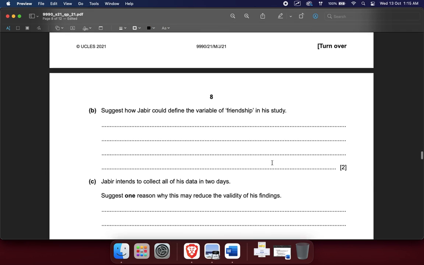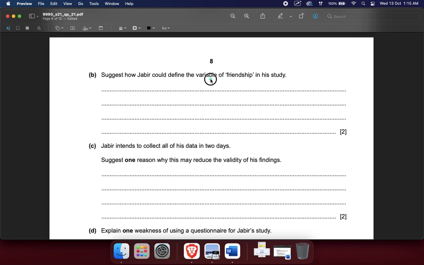Okay, next one. Suggest how Jabir could define the variable of friendship. So this is an operational definition we're looking for. Something that is clear, precise, concise, can measure. That's what we always want from an operational definition, right? So how can we measure something objectively, or as objectively as possible, right? So we have to have some kind of a system for operational definitions. Usually it comes with some kind of measurement.